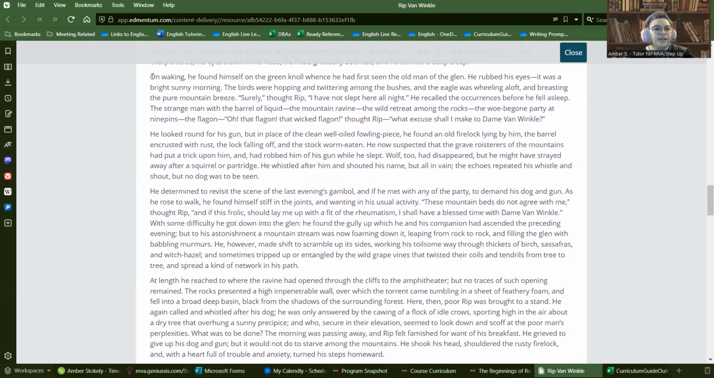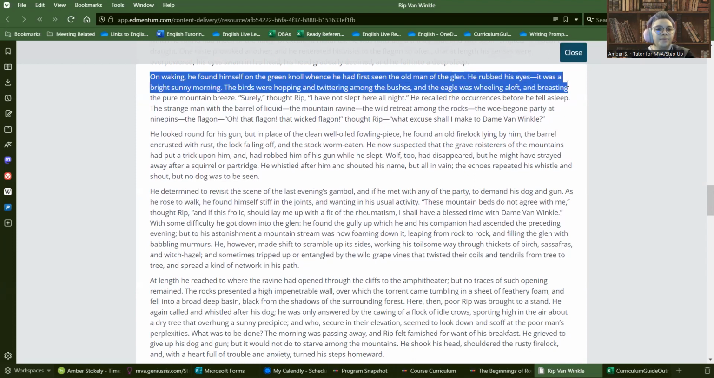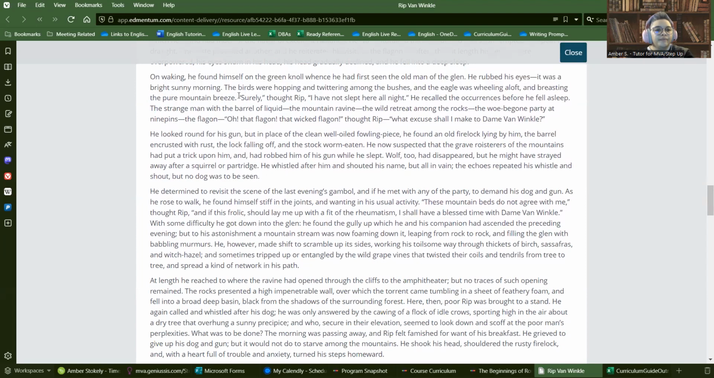It says, on waking, he found himself on the green knoll whence he had first seen the old man of the glen. So he's back to where he was at the top of that small slope. He rubbed his eyes. It was a bright sunny morning. The birds were hopping and twittering among the bushes, and the eagle was wheeling aloft and breasting the pure mountain breeze. Surely, thought Rip, I have not slept here all night.